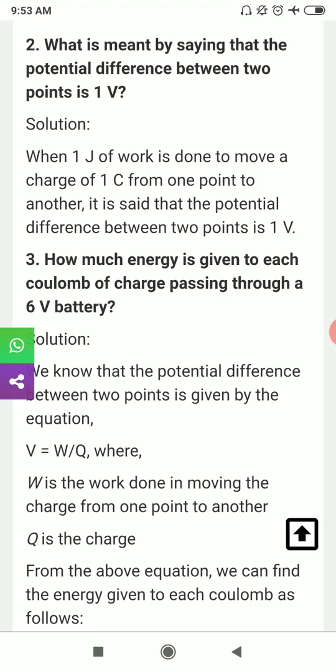Next question. What is meant by saying that the potential difference between 2 points is 1 volt? It means, how will you define 1 volt? What is the definition of 1 volt? See the solution. When 1 joule of work is done to move a charge of 1 coulomb from one point to another, it is said that the potential difference between 2 points is 1 volt. So what do you understand by 1 volt? You have to perform 1 joule of work, and how much charge is moved? 1 coulomb.